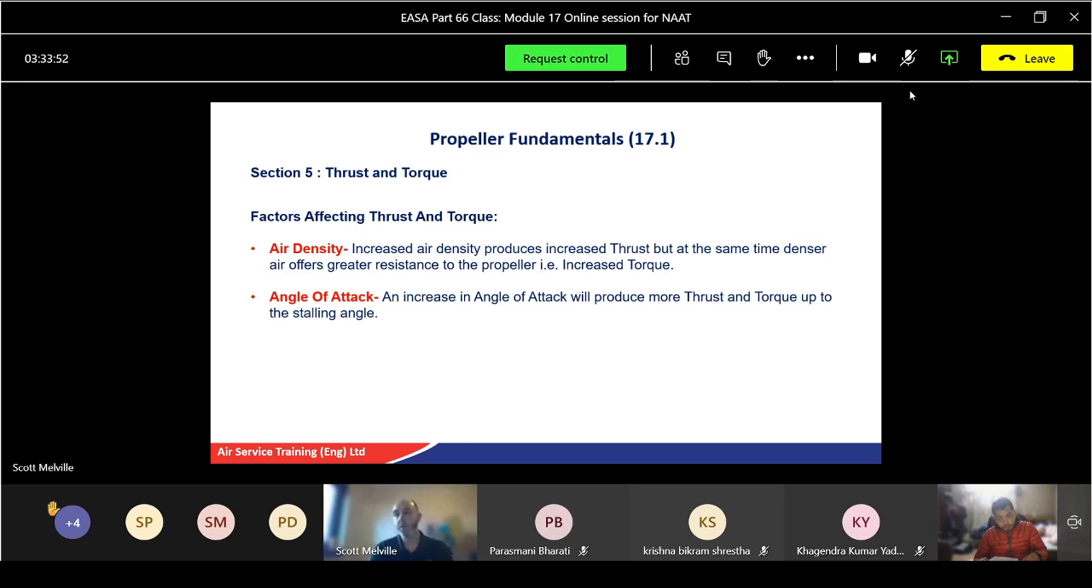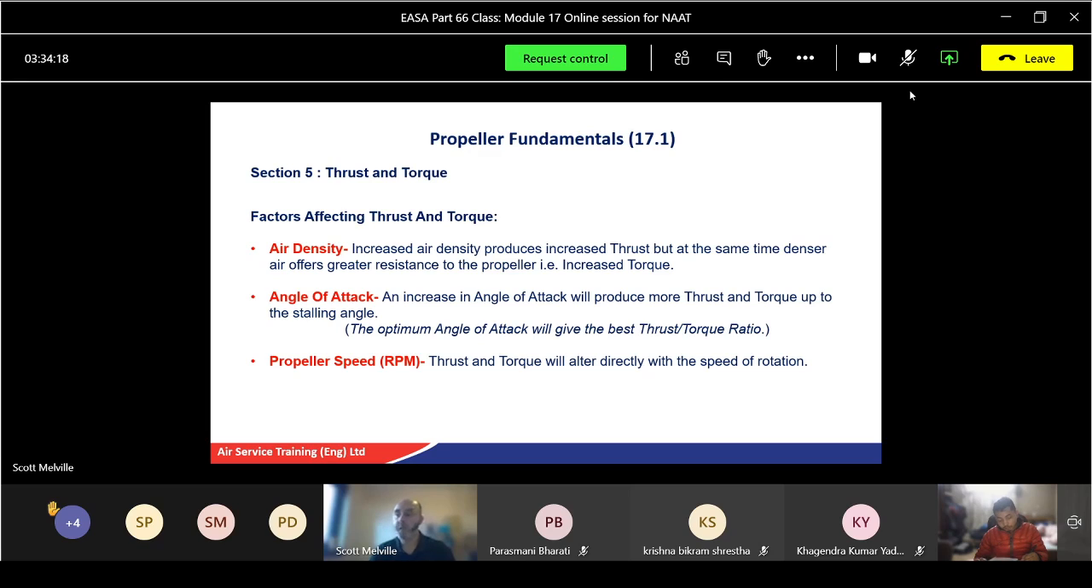Angle of attack, yeah, I saw before. Increasing angle of attack will produce more thrust because we're increasing the lift of the propeller, and torque, up to the stalling angle of about 15 degrees, just the same as a wing. So therefore, the optimum angle of attack will give the best thrust-torque ratio, all dependent on the airfoil itself, again, 2 to 4 degrees.